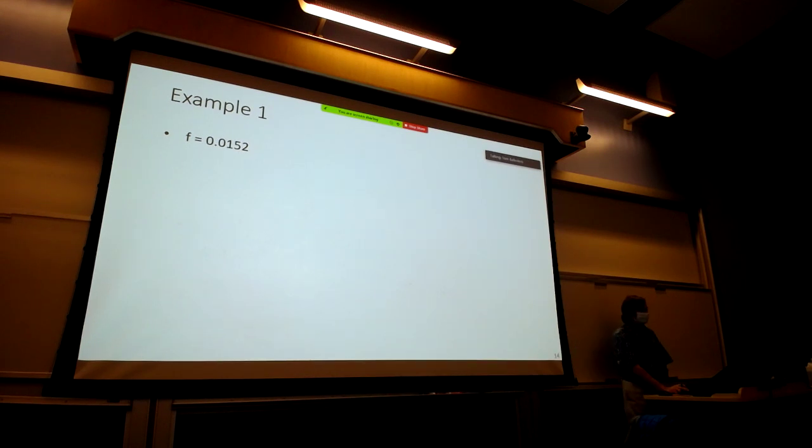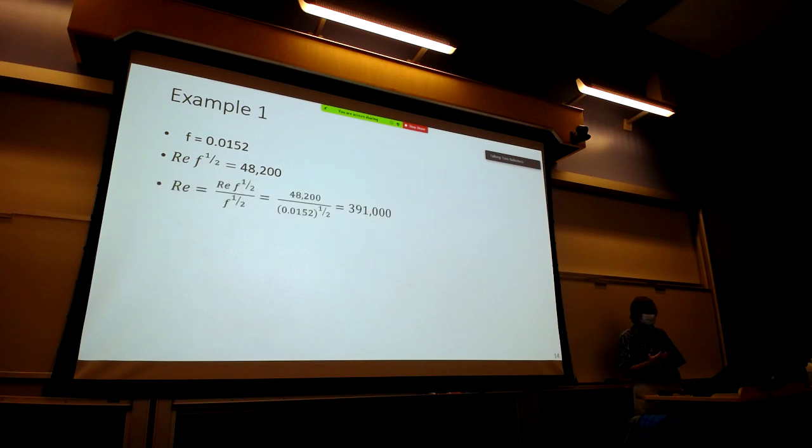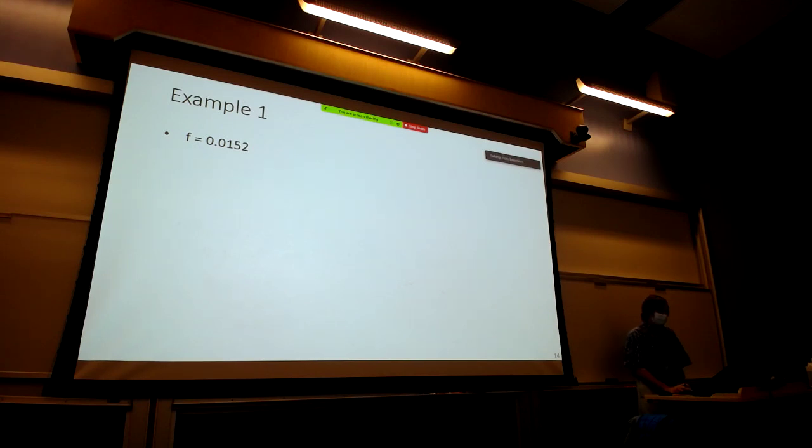So, friction factor of 0.0152. That's what we just found. We also found that Reynolds number times friction factor to the 1/2 is 48,200. So, of course, the Reynolds number is Re f to the 1/2 divided by f to the 1/2. So that's 48,200 divided by 0.0152 to the 1/2 power, which gives you about 391,000.